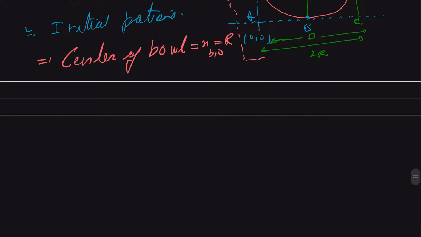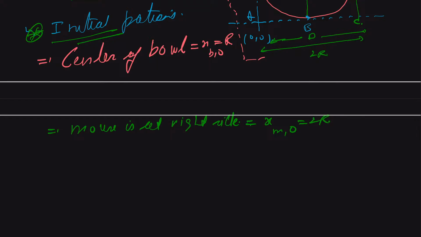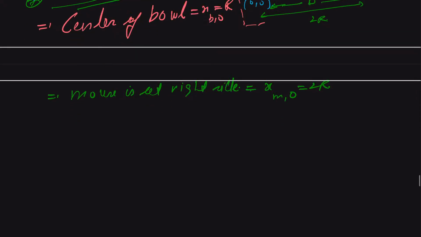So we can say that our mouse is at the right side. So we can say that x_m, for the mouse's initial position, is equal to our 2r. This was our initial positions. Now let us find out the final position.